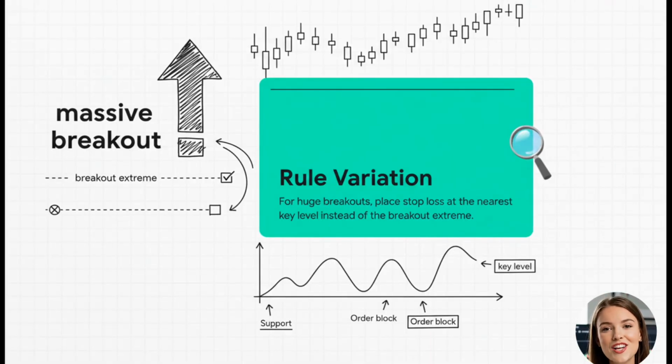Now, the source material points out a really smart little tweak for managing your risk. What happens if you get a massive breakout? I mean, a huge candle that just screams upward. If you put your stop loss way up at the top, your risk could be gigantic. So in those cases, the idea is to find a more logical key level nearby, like a recent resistance, and place your stop there instead. It just keeps your risk sensible.